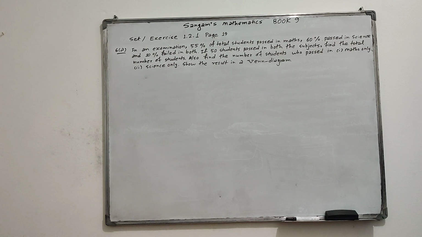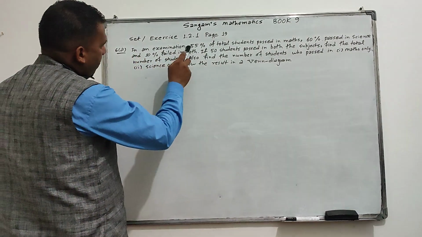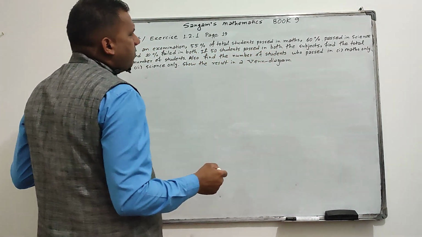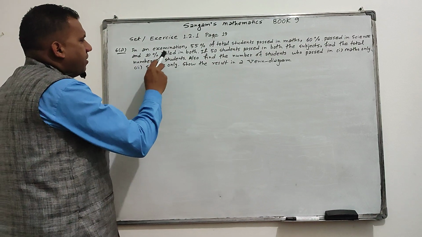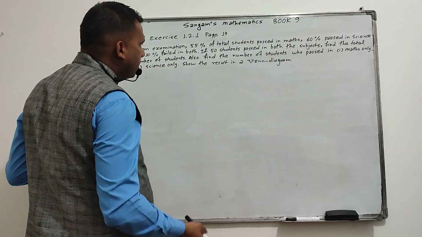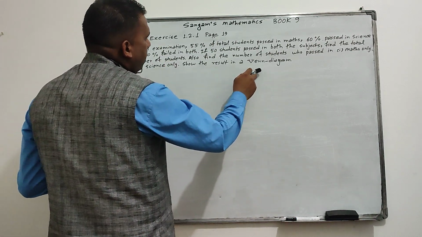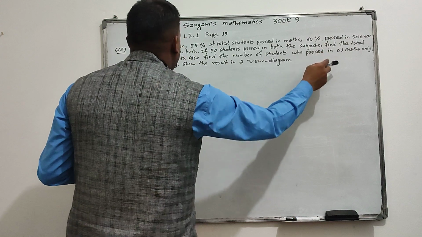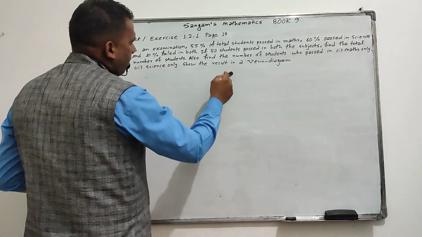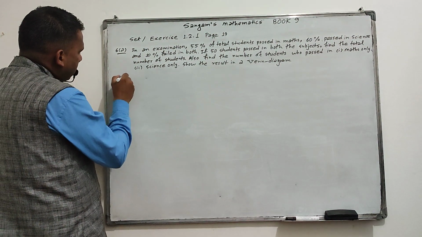Now students, next question 6a. In an examination, 55% of total students pass in math, 60% pass in science, 10% fail in both. If 50 students pass in both the subjects, find the total number of students. Also find the number of students who pass in 1, math only, 2, science only. Show the result in a Venn diagram. Now its solution.